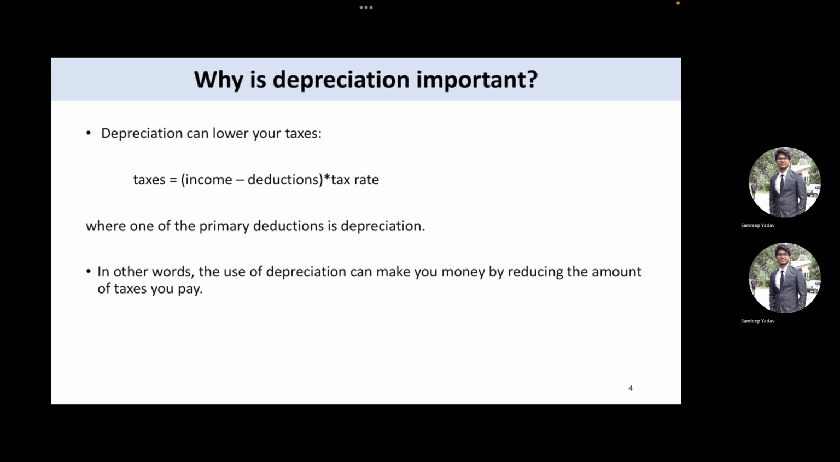Now, why is depreciation important? Depreciation can lower your taxes. Taxes are equal to income value minus deduction, times the tax rate, where one of the primary deductions is depreciation. Here, depreciation will be deducted. In other words, the use of depreciation can make you money by reducing the amount of tax you pay.